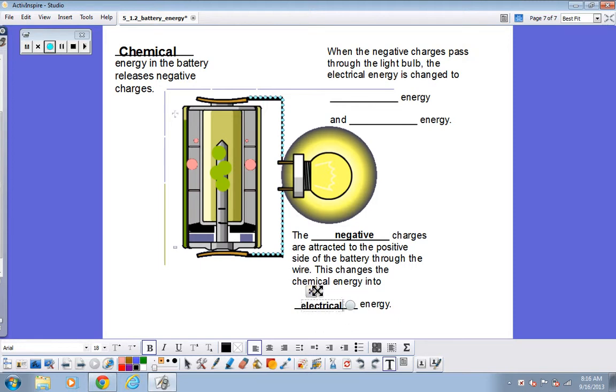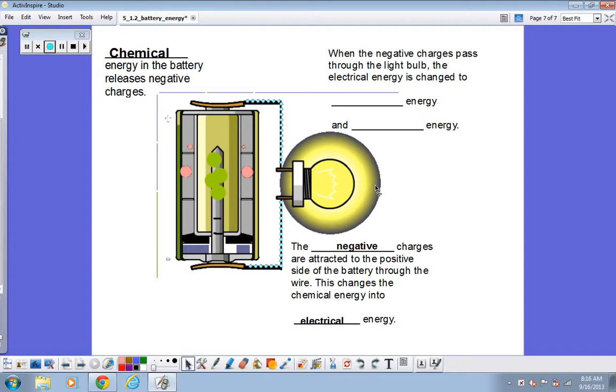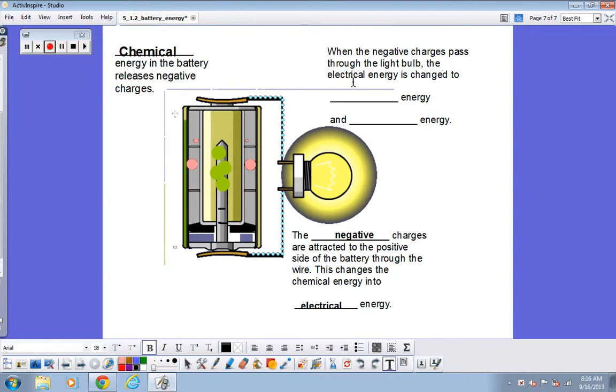And then finally, since we're talking about the light bulb in this circuit, when the negative charges pass through the light bulb, the electrical energy is changed to, remember, light energy. And since the light bulb gets really hot, heat energy.